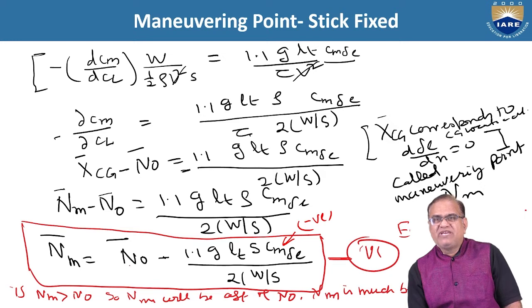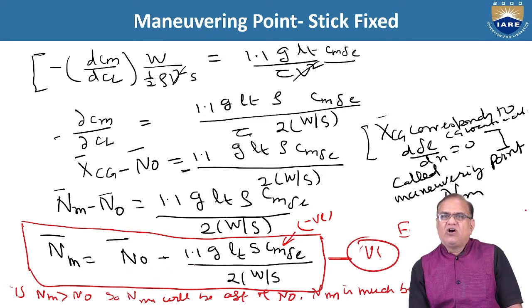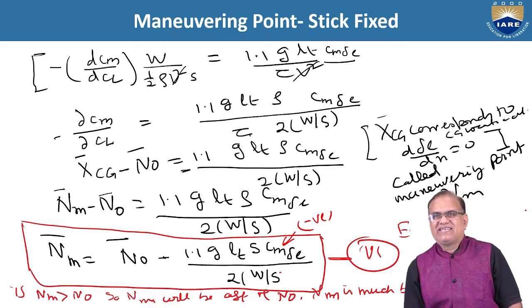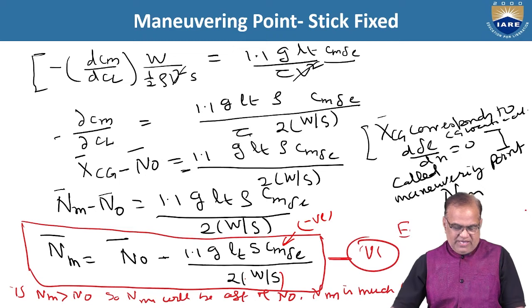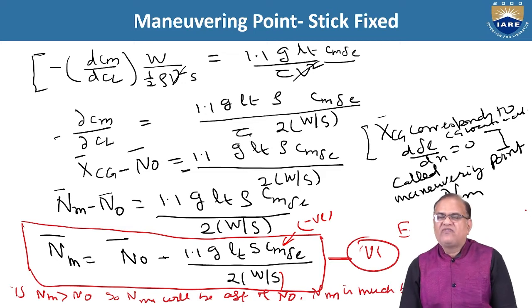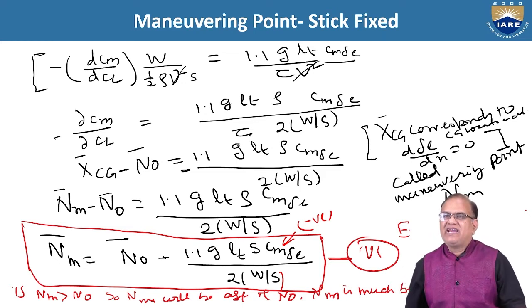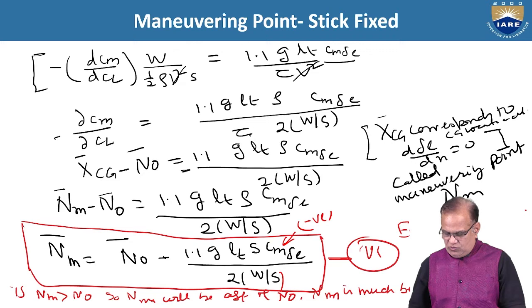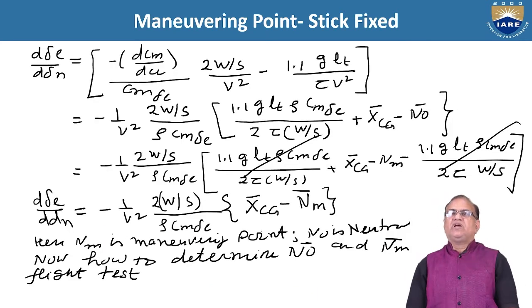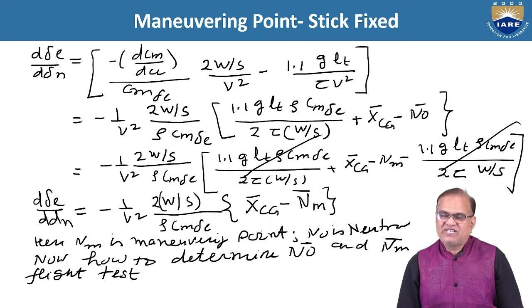So this will be N0 plus 1.1 GLT Cm delta E divided by 2 W by S. Here, if Nm is greater than N0, then Nm will be aft of the neutral point, much behind the neutral point, that we have to see. So maneuvering point is stick fixed.